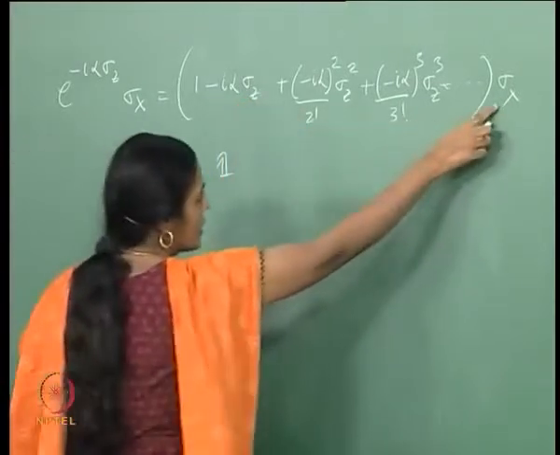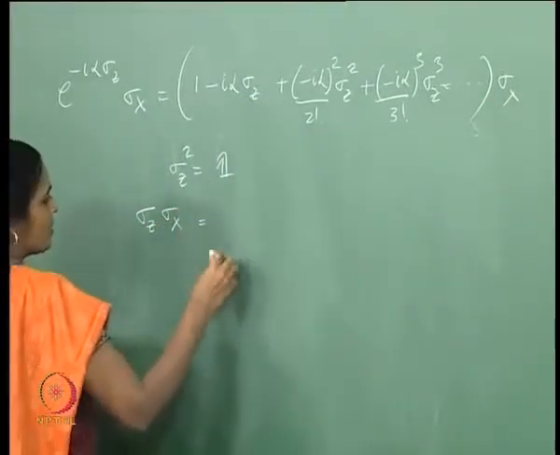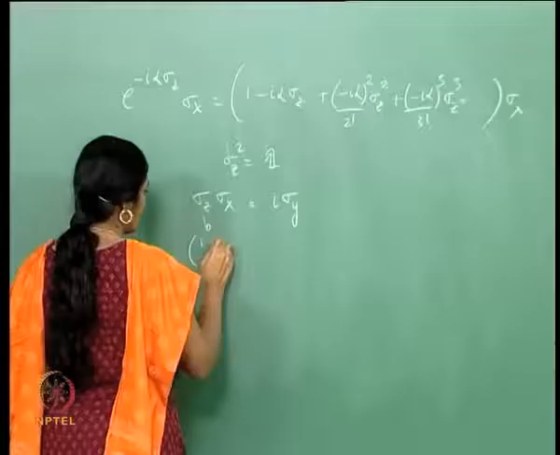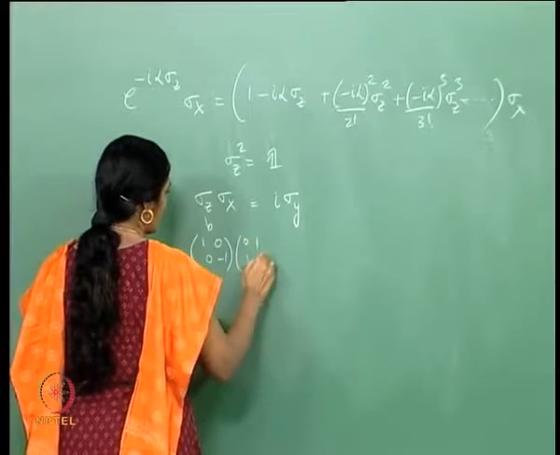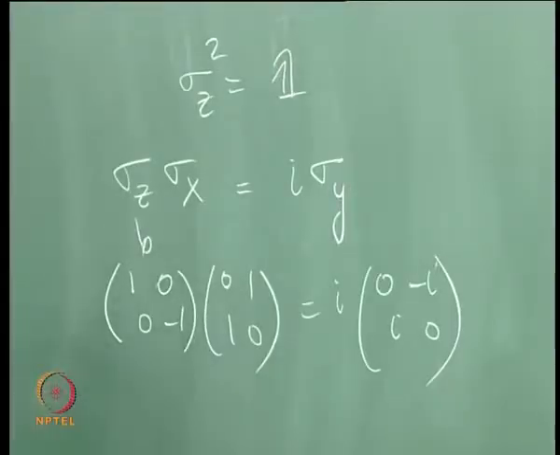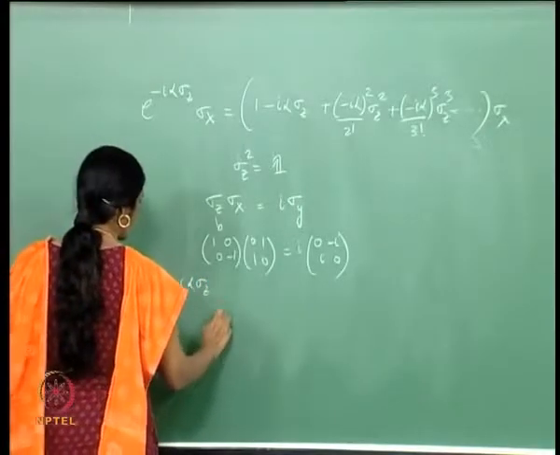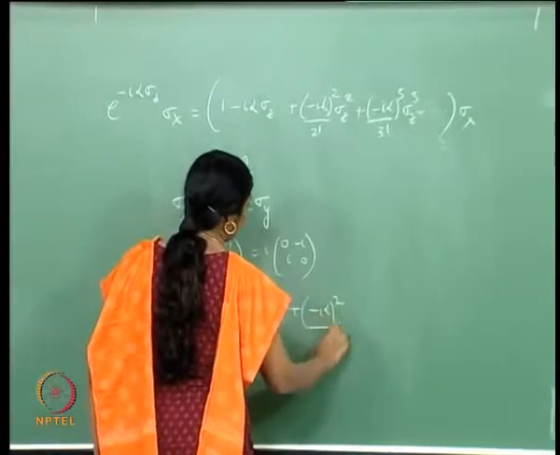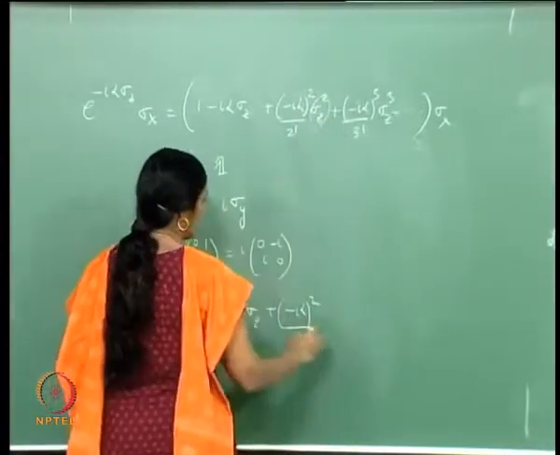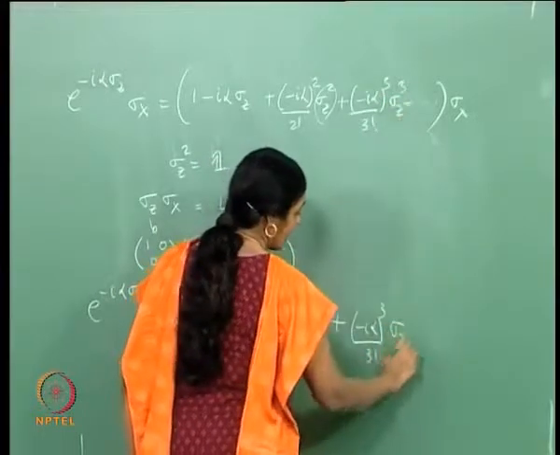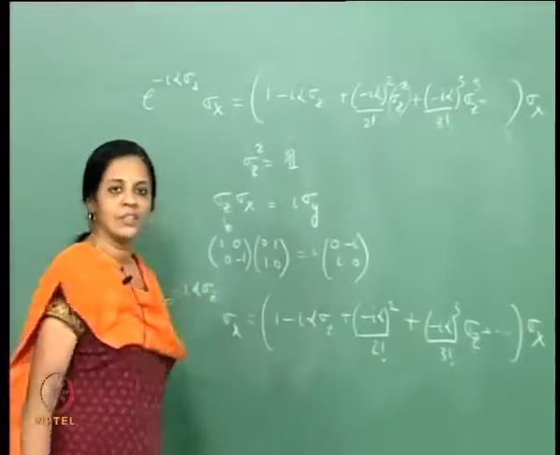I will also need to find sigma z sigma x. Sigma z sigma x is I sigma y. Remember that I could use the matrix 1 0 0 minus 1 for sigma z and 0 1 1 0 for sigma x, and that is the same as I sigma y. And therefore, e to the minus I alpha sigma z sigma x is 1 minus I alpha sigma z. The next term is simply the identity operator here. Sigma z squared is identity, and therefore this becomes sigma z. That is an infinite series, and that multiplies sigma x.